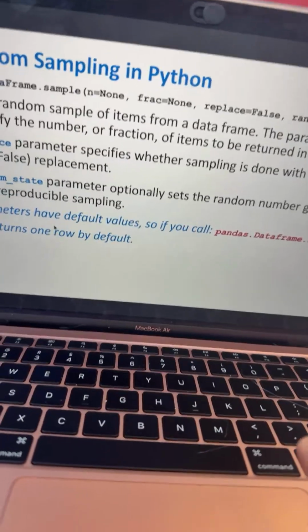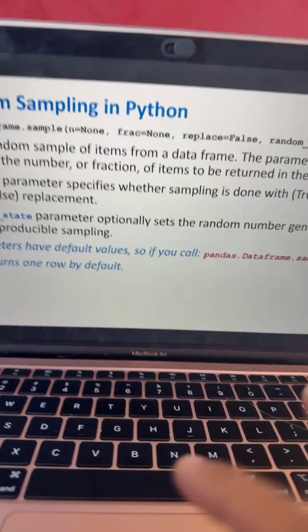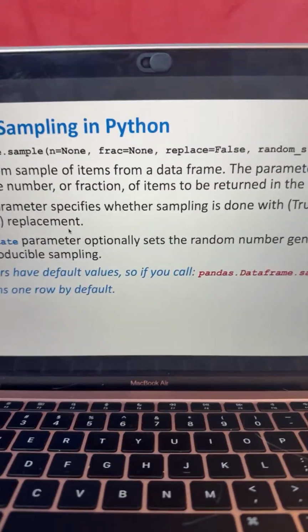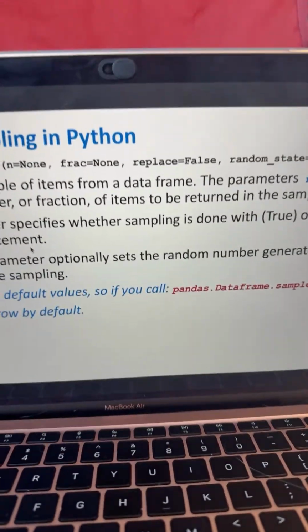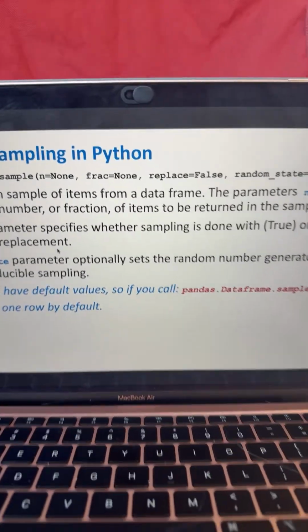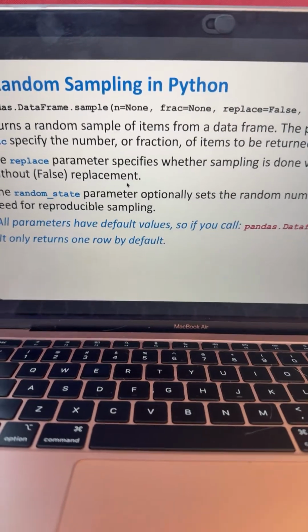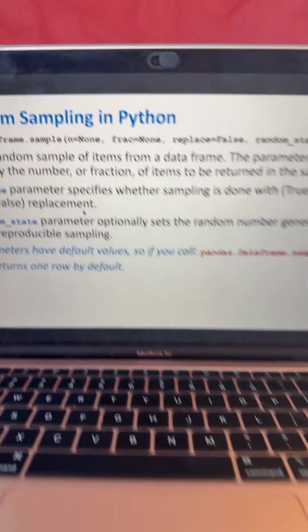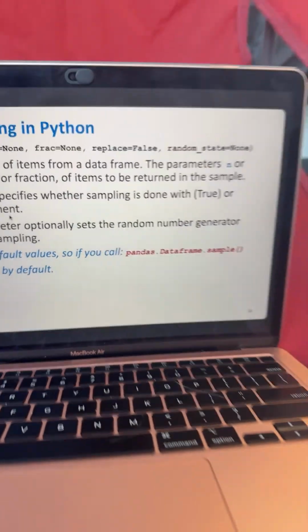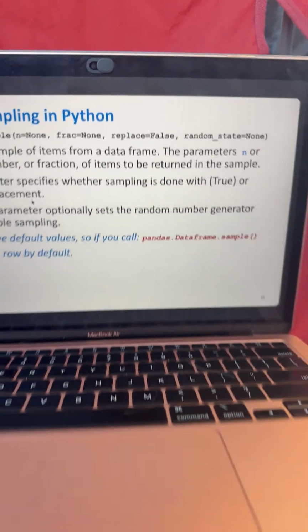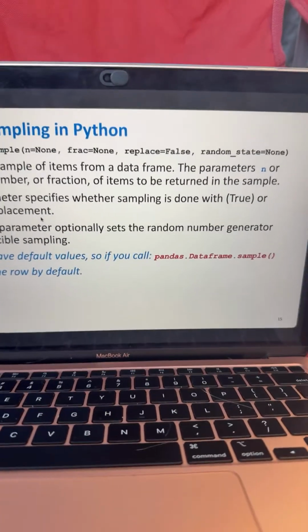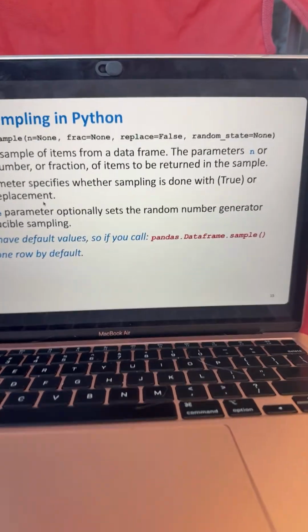Random sampling in Python. See which slide this is. 15. Nice, good pace. So random sampling in Python: pandas.DataFrame.sample, n equals None, frac equals None, replace equals False, random_state equals None. So this line of code returns a random sample of items from a data frame. The parameters n or fraction specify the number or fraction of items to be returned in the sample. The replace parameter specifies whether sampling is done with (True) or without (False) replacement.